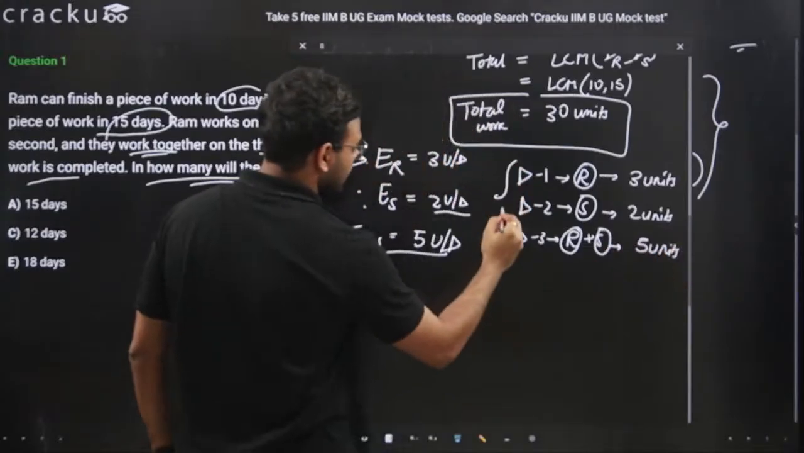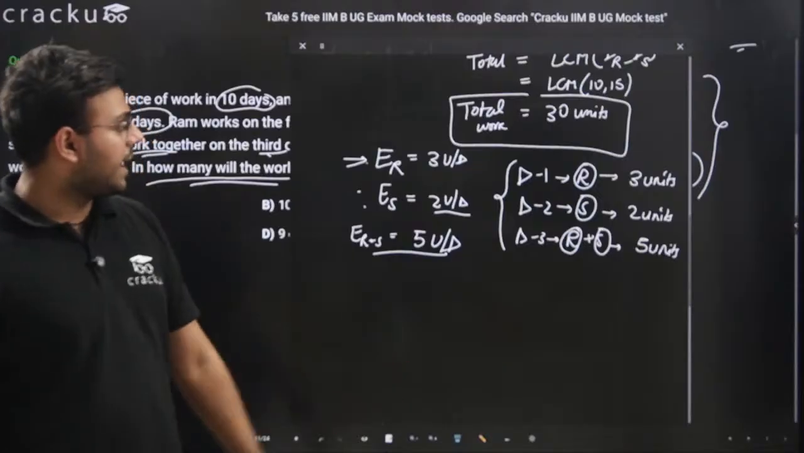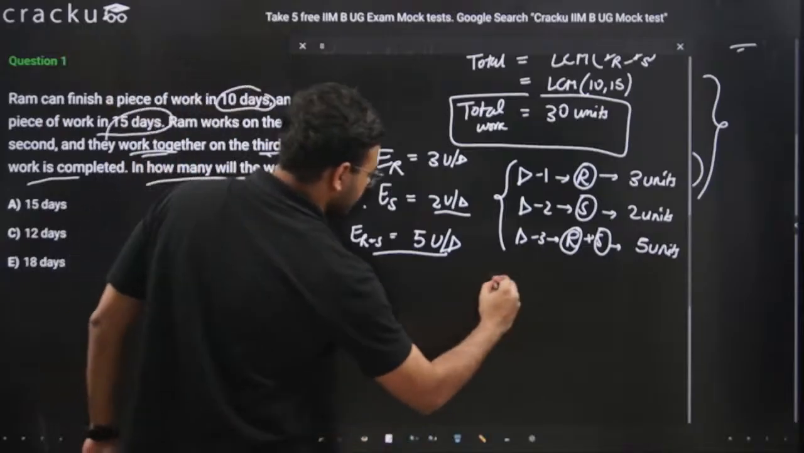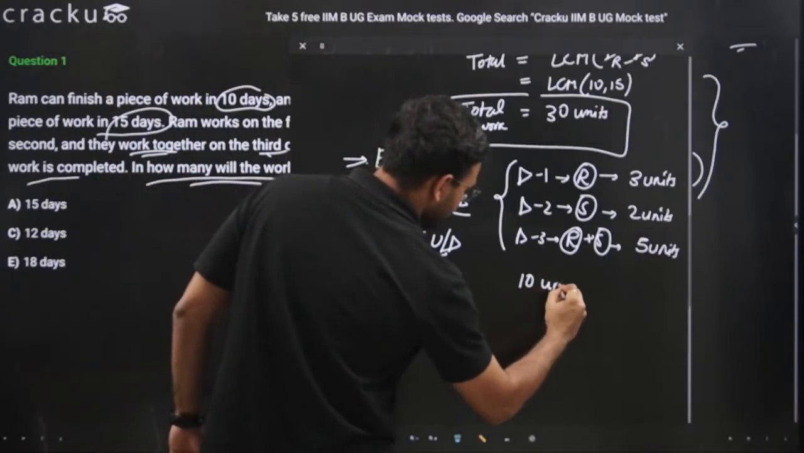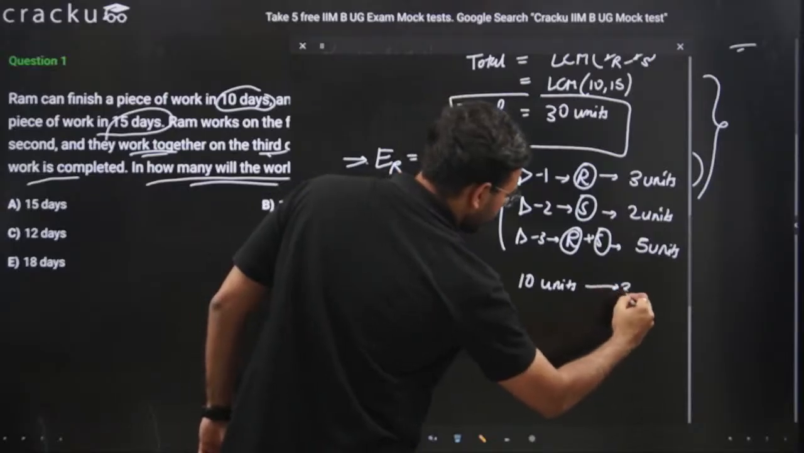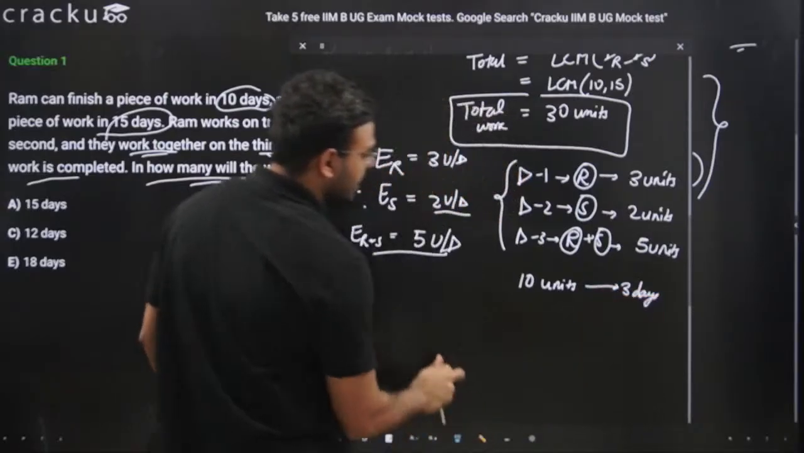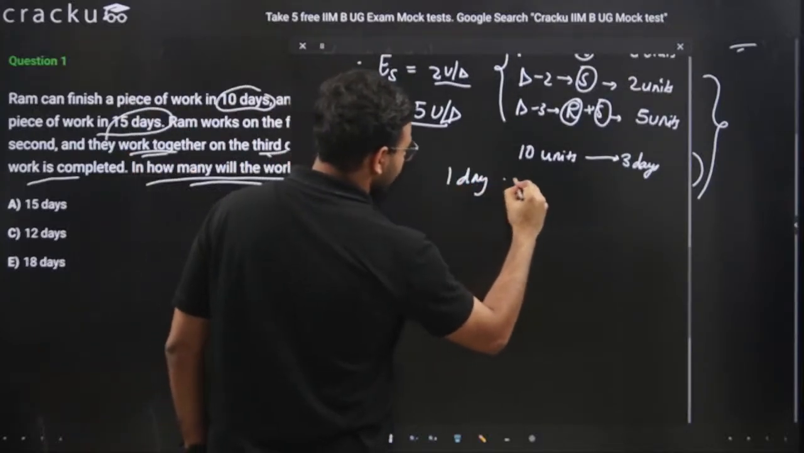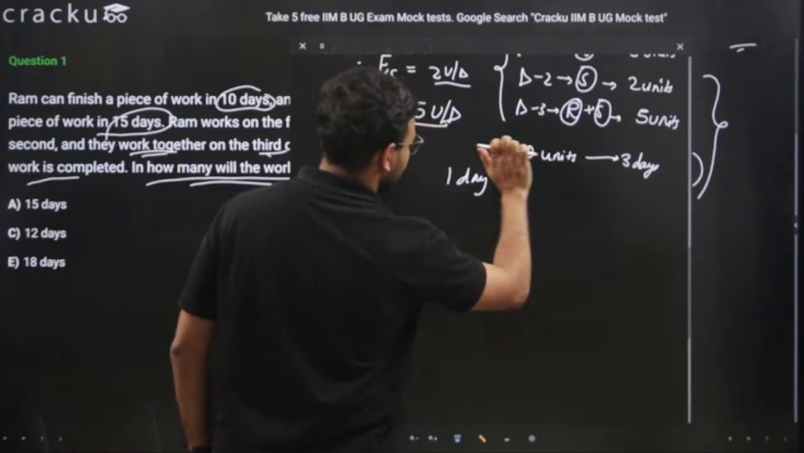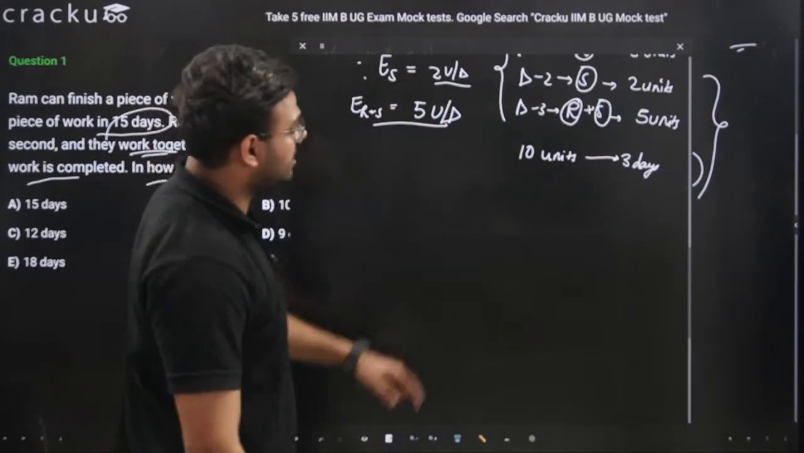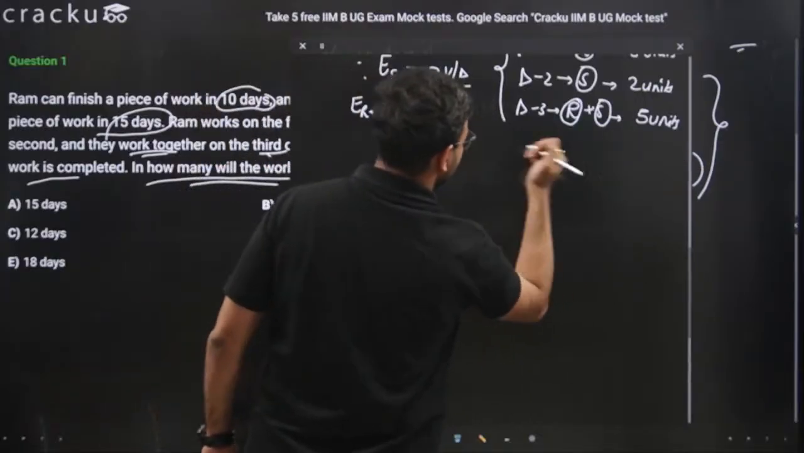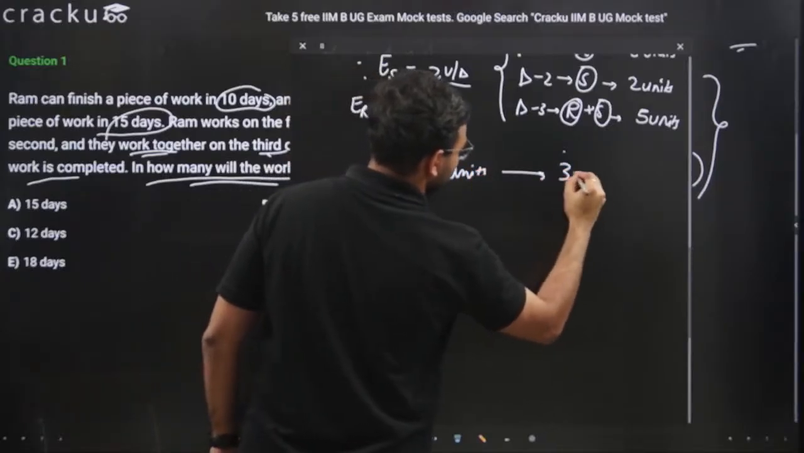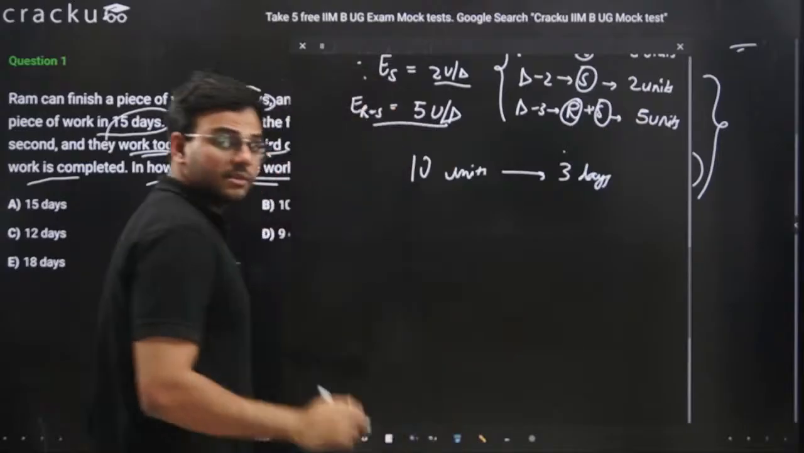So if I say in combine these 3 days, how much work is done? They are doing 3 units plus 2 units plus 5 units, that is 10 units of work in 3 days. I can just use the unitary method here. They are doing these 10 units of work in 3 days.